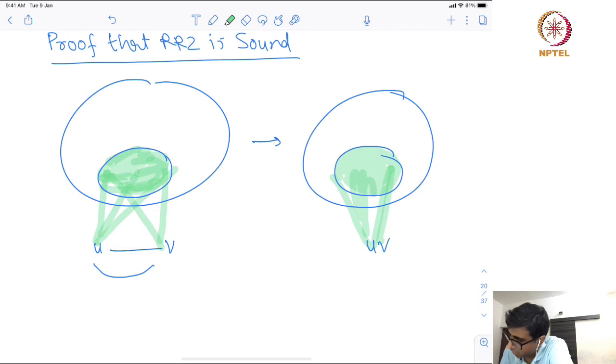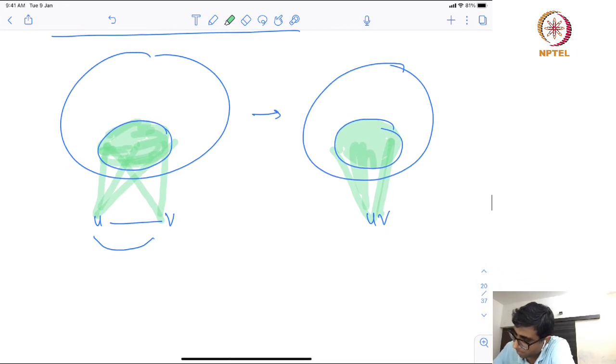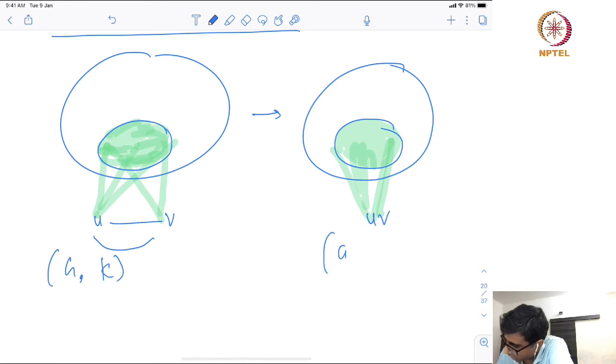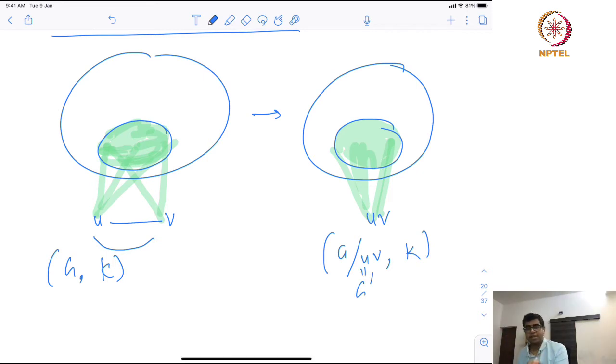So our instance becomes G prime comma K, where G prime is G contracted on U comma V. Contraction means you identify U and V, and if a vertex was a neighbor to U, you make it a neighbor to UV. They have a common neighborhood anyway, so it doesn't matter. Now I want to say that this reduction rule is safe. What is the meaning of a reduction rule being safe?